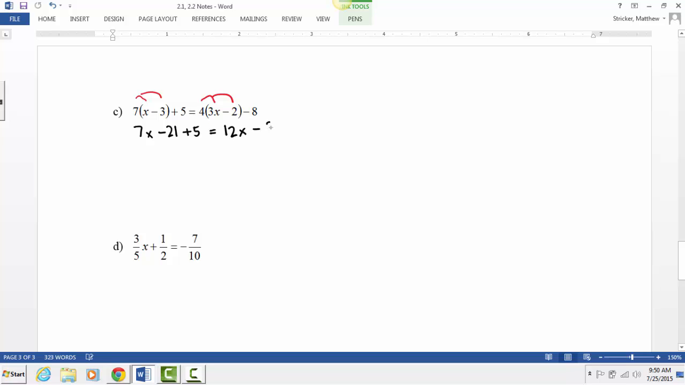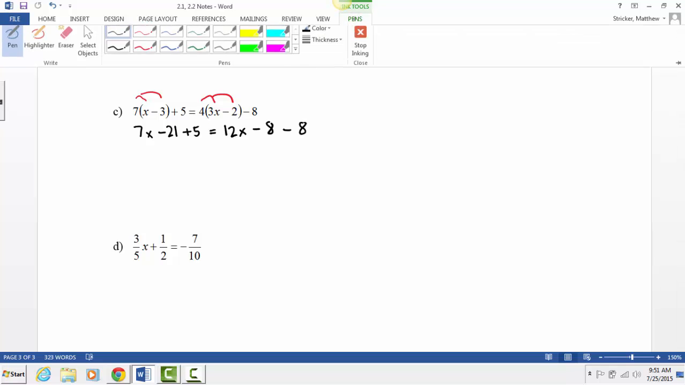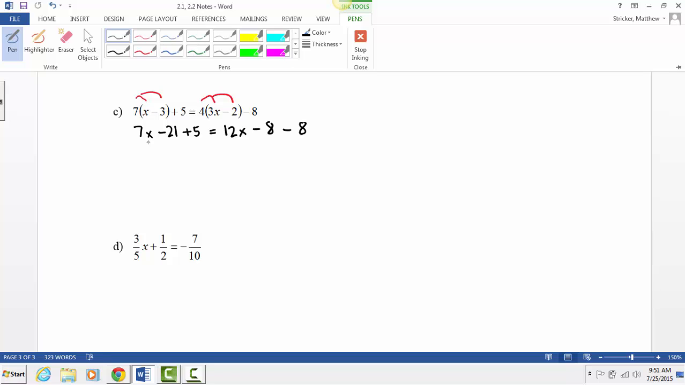We have minus 8 because we have a 4 times a negative 2 is a negative 8. And don't forget to bring that minus 8 on the end here. That's still got to be there. So we distribute. There are no fractions, but there are some like terms we can go ahead and combine.